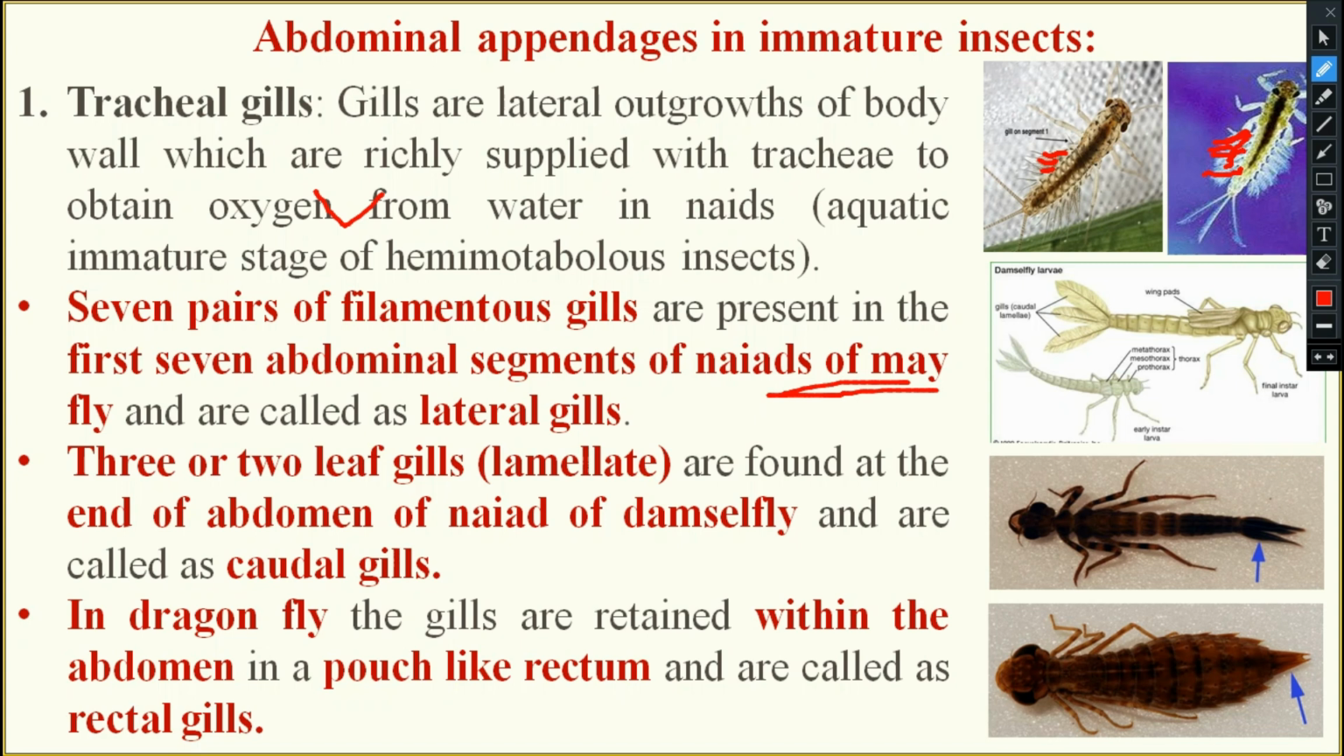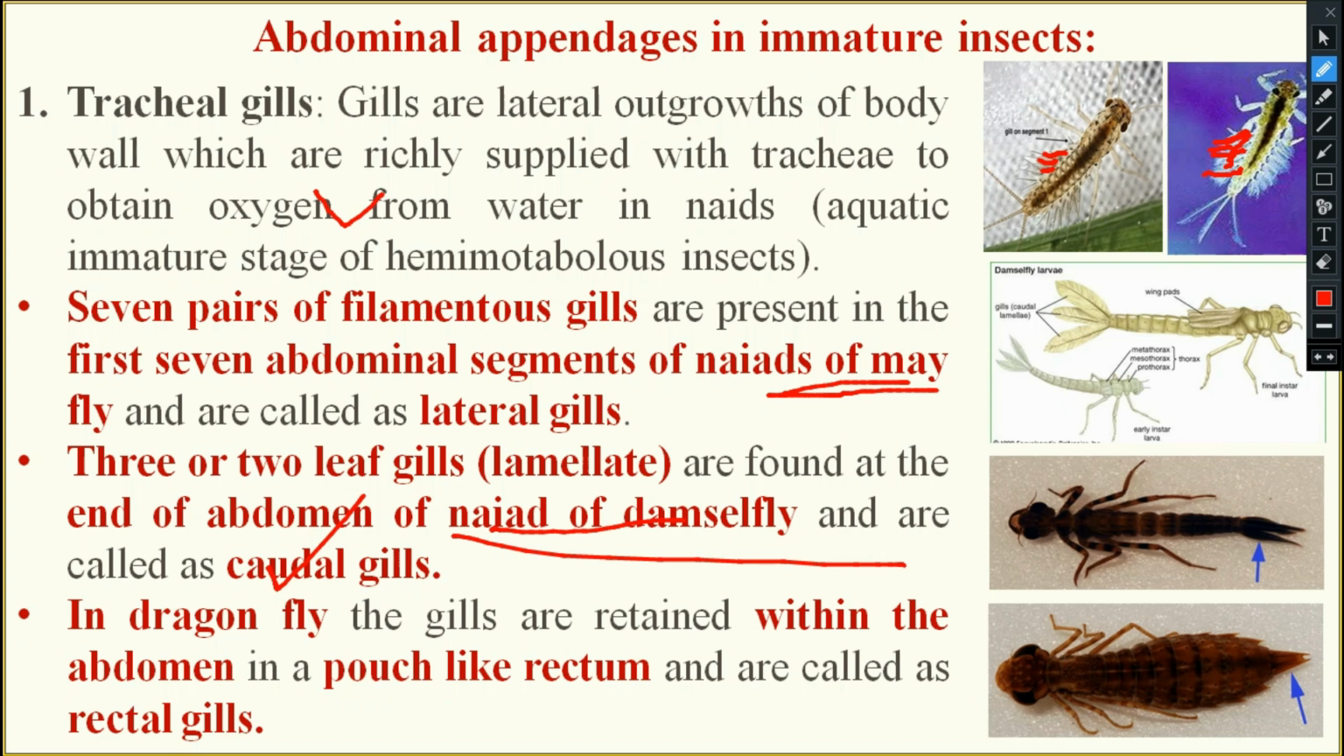You see, tracheal gills are of 3 types. First we have discussed filamentous gill, present in naiads of what? Mayfly. Belongs to which order? Ephemeroptera. Good. Next we will discuss caudal gills, present in which insect? Naiad of damselfly. Damselfly belongs to which order?